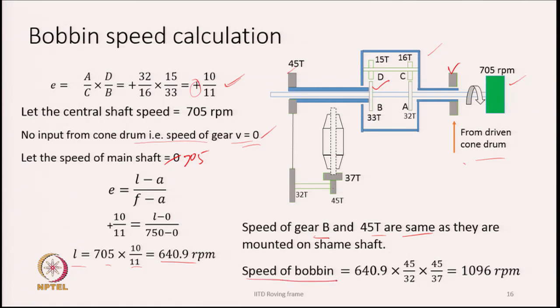Therefore, the speed of the bobbin is going to be 640.9 into 45 by 32 and 45 by 37, as the gears are shown here. That will give me the speed of the bobbin, and we get a speed of 1096 rpm. That could be the typical speed of the bobbin in this case. This is how we can calculate the speed of the bobbin.